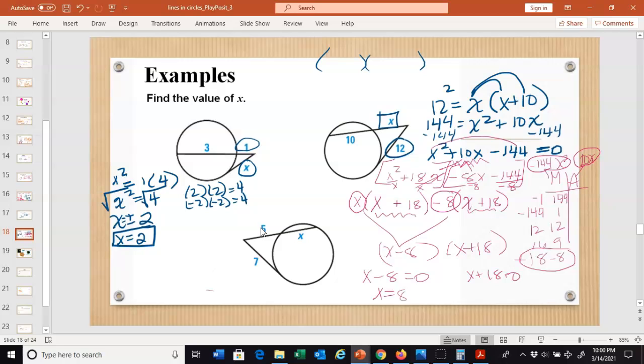So you get x equals 8 and x equals negative 18. Now again, similarly to this first one, we know we're not going to choose negative 18 because you can't have a negative length. So the answer is 8.